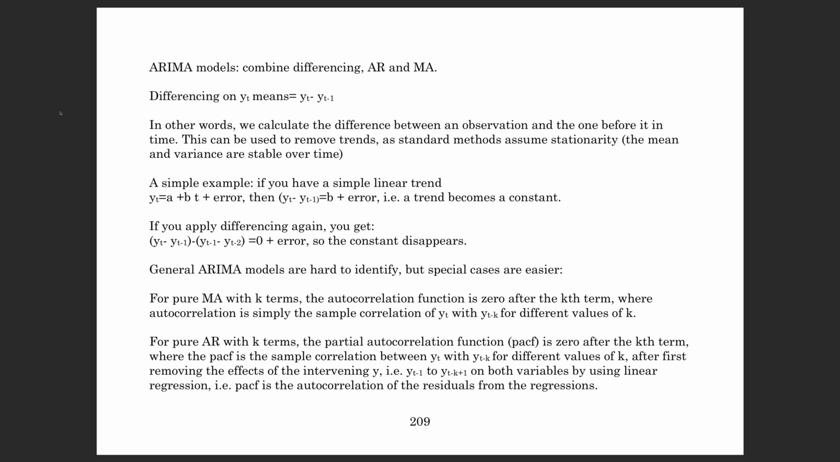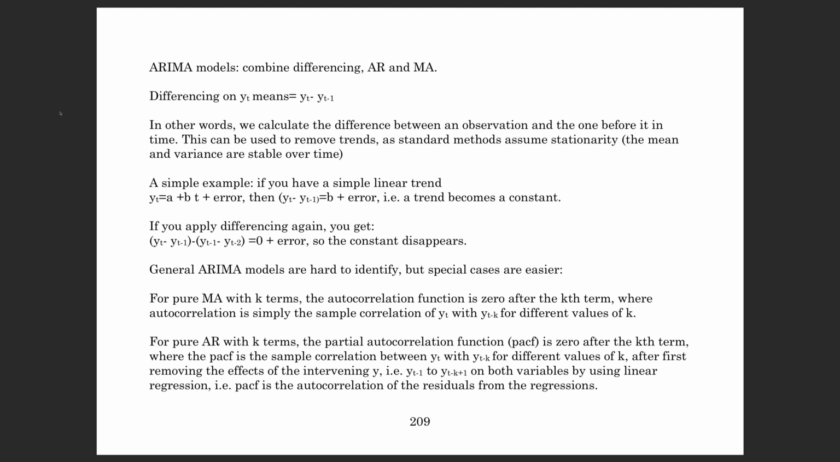If we do differencing a second time, so we look at the difference of the differencing, then the B also disappears, and so we get just a random error term. So this is one way we can check: by doing differencing and seeing whether trends disappear or whether constants disappear, so that we end up with just a random error term.